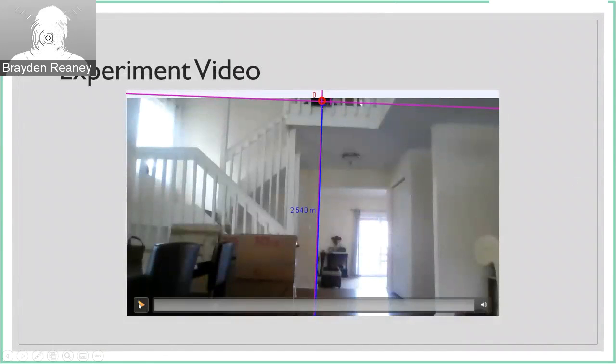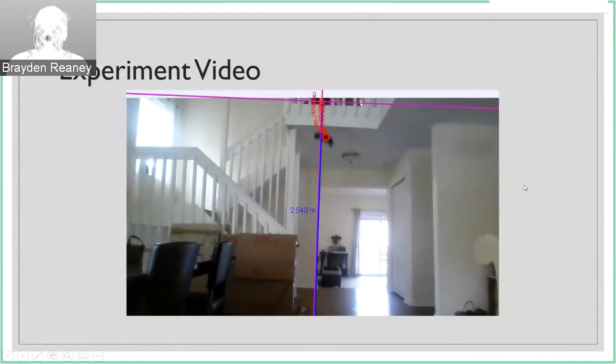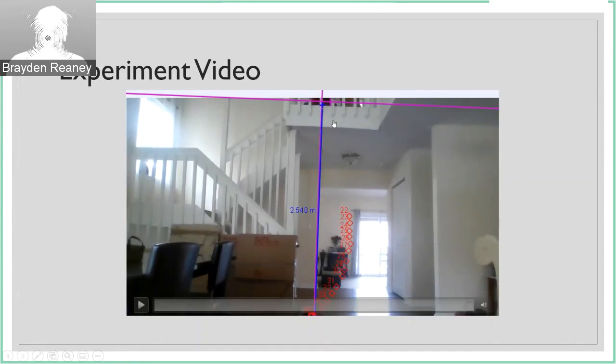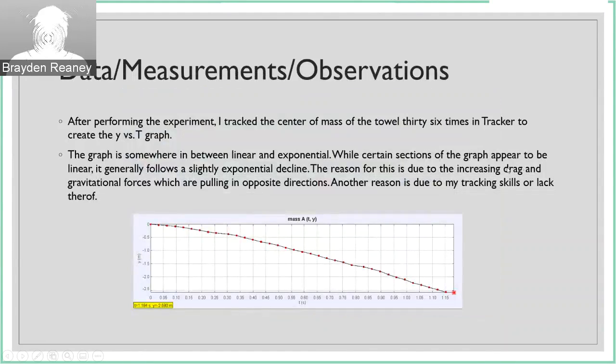And as you can see, here's my video. I used a washcloth, I dropped it, and it did not go exactly straight, but still led to pretty similar results. And after performing the experiment, I tracked the center of mass of the towel 36 times in Tracker, as you saw back there. And the graph is somewhere between linear and exponential. You can see parts here are very linear, but towards the beginning it seems more exponential.